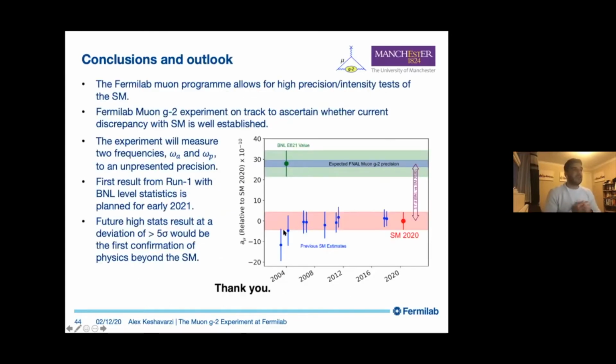Okay, so I've come to the end of that, but let me just leave the conclusions up there and say that this is a really exciting experiment. It is really the opportunity now to prove whether there is physics beyond the standard model. And if we reach the precision that we expect to here, then in the next couple of years, you can see something really exciting coming out of Manchester, the universities that are contributing to this experiment, and Fermilab itself. Okay, thank you very much.